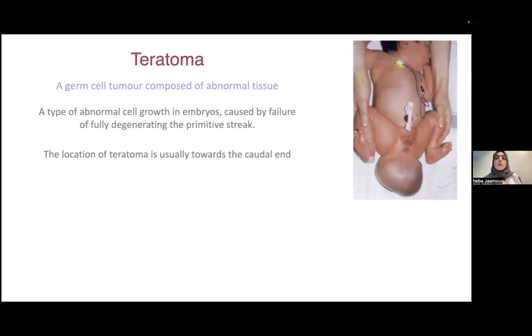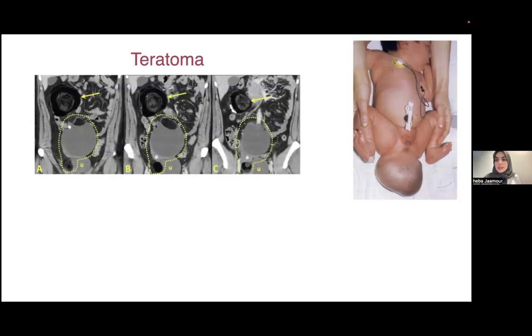In my OB/GYN rotation, we had to rotate in different hospitals, including El-Shmesi, if you guys know it. On my very first day, there was a surgery going on, and they asked me to scrub in and help out. So I did, and the doctor started discussing the case with me, and then he showed me this exact CT scan. Okay, and he's like, "Okay, what do you see in this?"